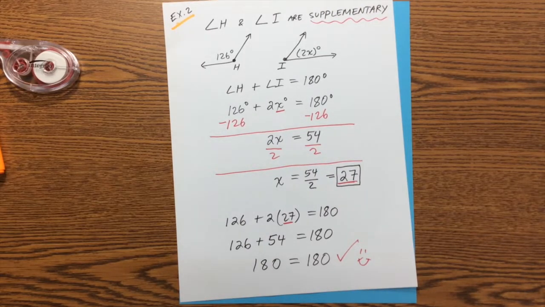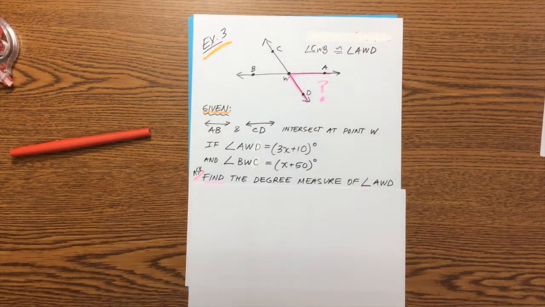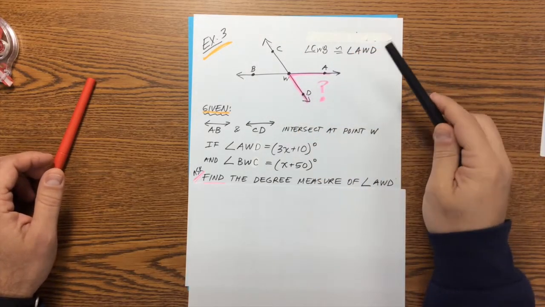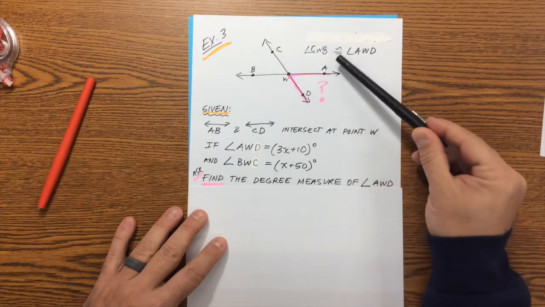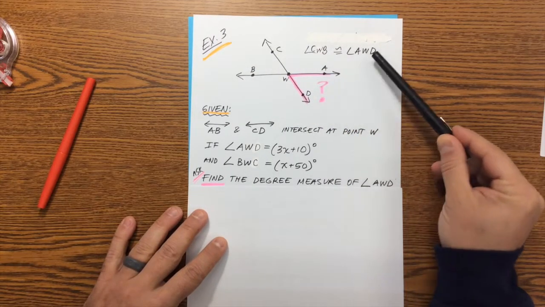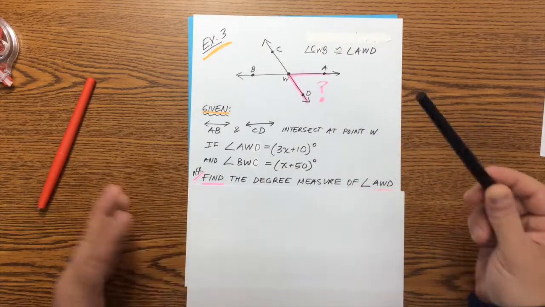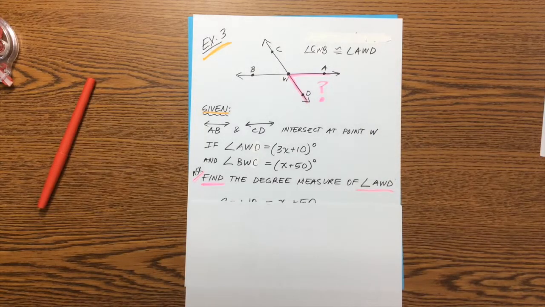All right, kids, you want to look at another example? All right, so based on this scenario of two intersecting lines, we know that angle CWB is congruent to angle AWD. Okay, both of these angles are equal. They're congruent. So we're going to set up this equation right here.